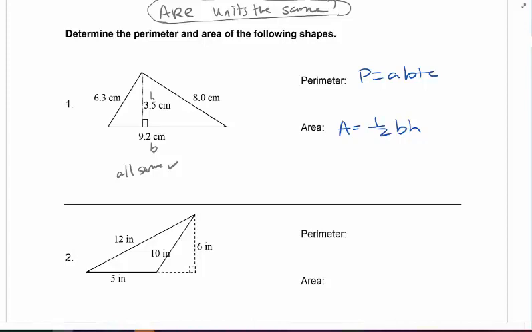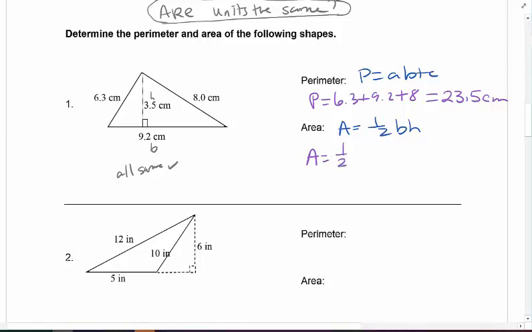So in my perimeter, I'm adding up the distances on the outside. 6.3 plus 9.2 plus 8. And it doesn't matter the order you add those in. So if I put those in my calculator, that's 23.5 centimeters. Perimeter is always single units. Going to my area, you have to have it memorized. It's 1/2 base, which is, again, my 9.2. And my height here is 3.5.